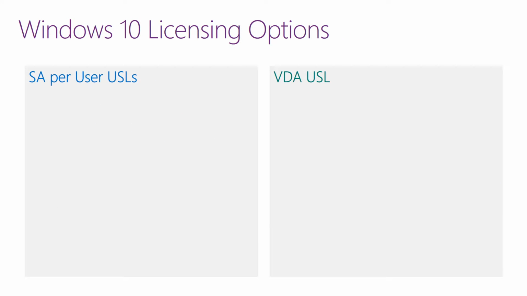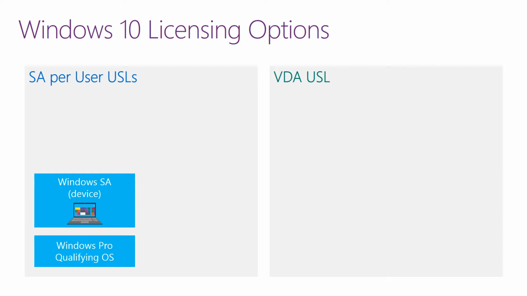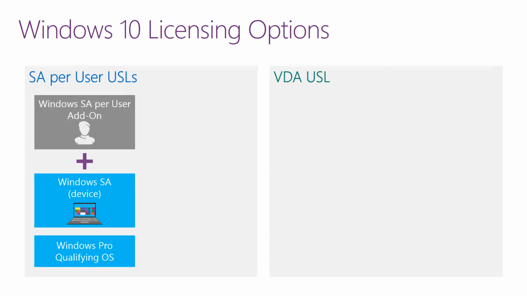So let's start with the situation that many customers find themselves in. They've got devices with a qualifying operating system, and they've licensed them with Windows Enterprise with SA. Then they want to support initiatives like letting their users use their own devices, and they realise that user licensing would be more useful. What can they do? Well, this is where they would buy a Windows SA per user add-on USL for the primary user of the licensed device, and this essentially user-ifies the licensing of Windows for that user.